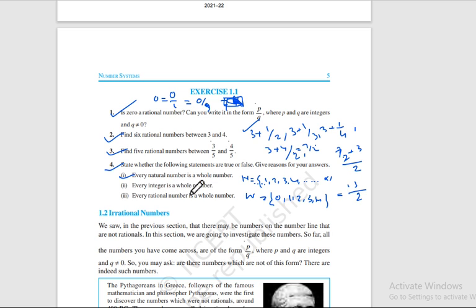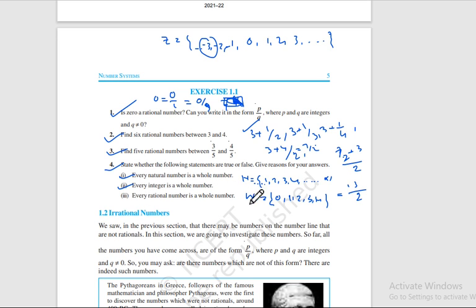Every integer is a whole number. What is the definition of integer? I am writing here. Integers are 1, 2, 3 dot dot dot, but they include negative numbers also, -3, -2, -1, dot dot dot. So these are integers, and these are whole numbers. So every integer is not a whole number. For example, -3 is not a whole number.